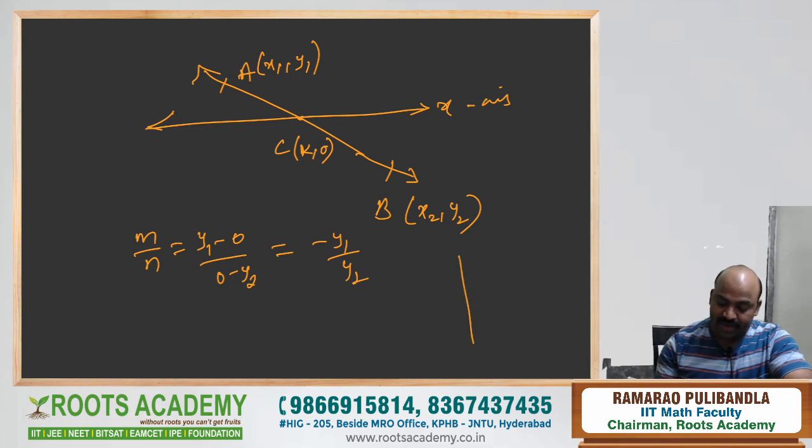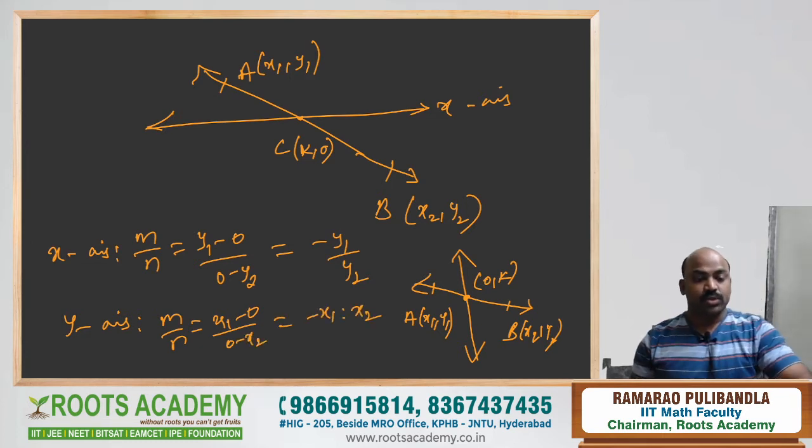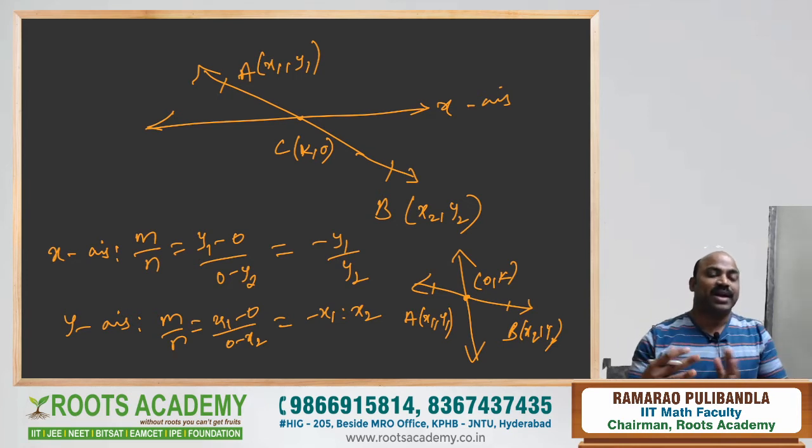Similarly, let us find the ratio in which the line divides the y-axis. A is x1 comma y1 and B is x2 comma y2. The y-axis means the point 0 comma some k. So the ratio m by n is (x1 minus 0) by (0 minus x2), which is nothing but minus x1 is to x2. Right, students? So this is a basic concept required in this topic.